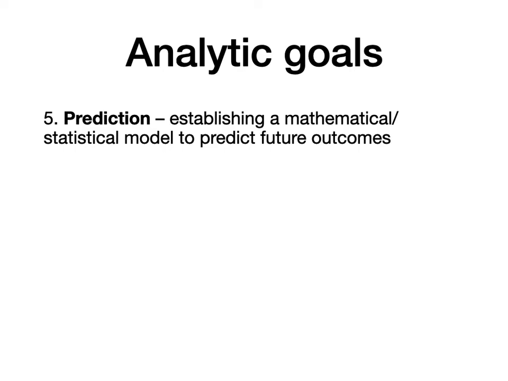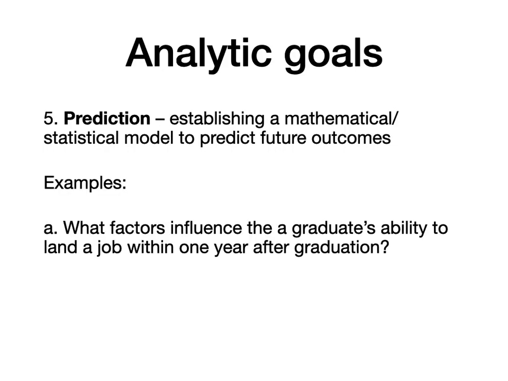And then the last is what we refer to as prediction. Here you are trying to establish a mathematical or statistical model to predict future outcomes. Let's have the following example. What factors influence the graduate's ability to land a job within 1 year after graduation? Just take note of the typo. Which factors would predict the ability of the graduate to land a job within 1 year after graduation? So your goal in this case is prediction.